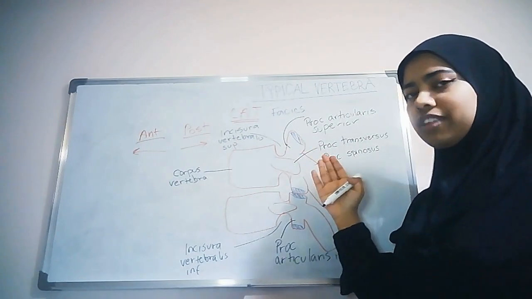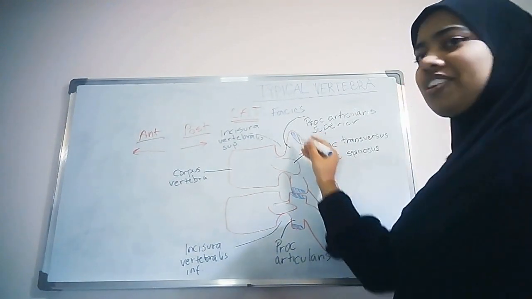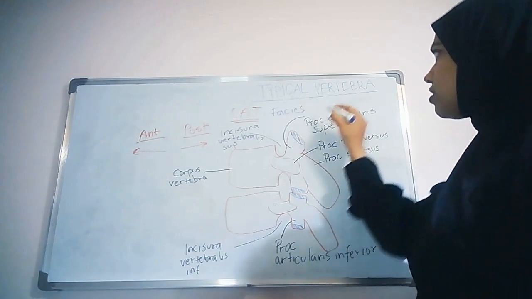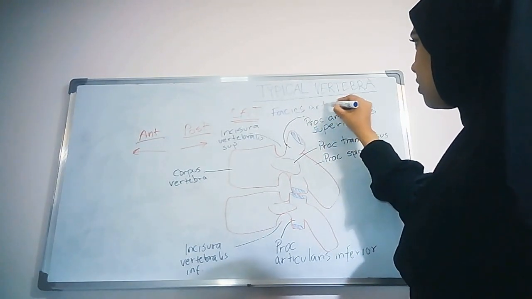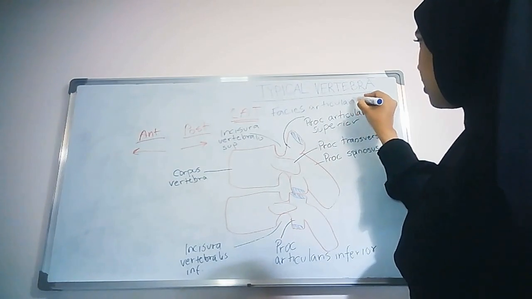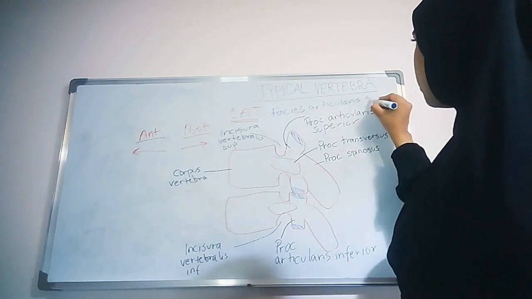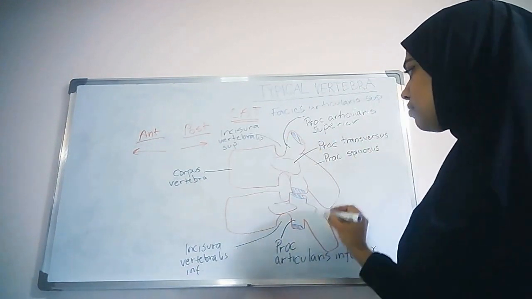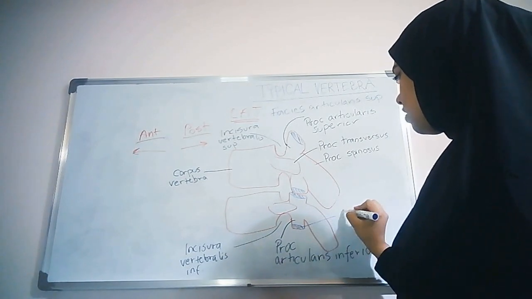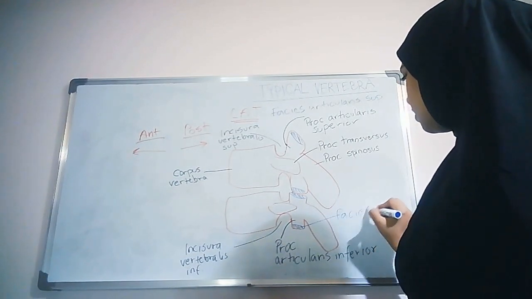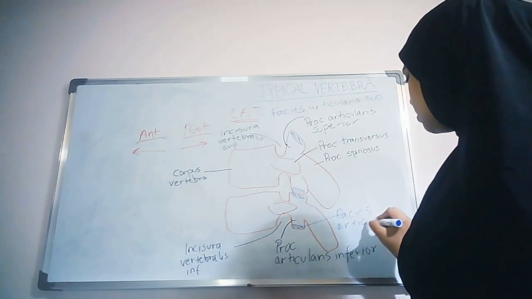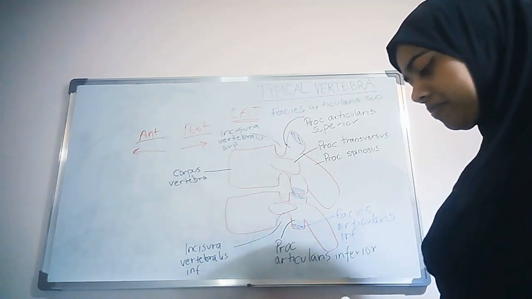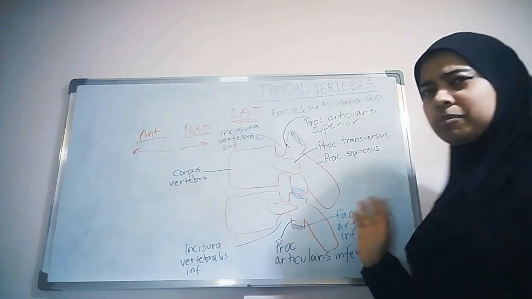And what does this flat surface do? It's for articulation. This is where the joint comes, right? So this will be the facies articularis. Facies articularis superior, because you guessed it, it's superior, and this one is inferior. Thus this one will be called facies articularis inferior. I hope it makes sense for you.